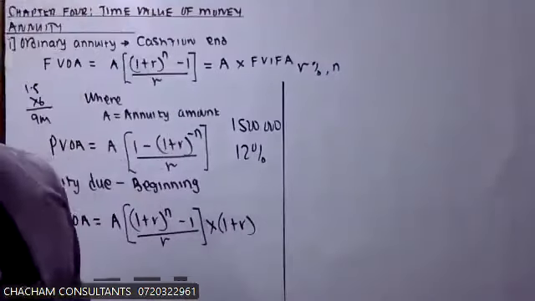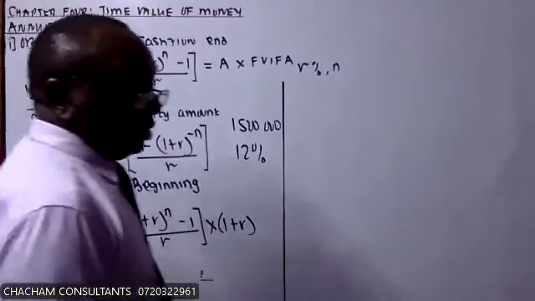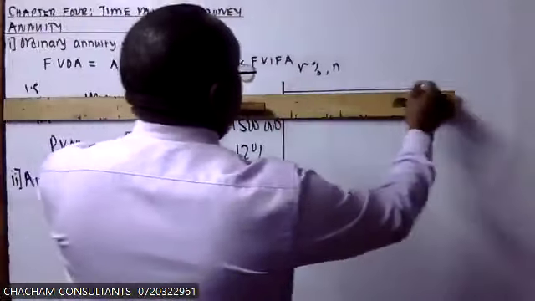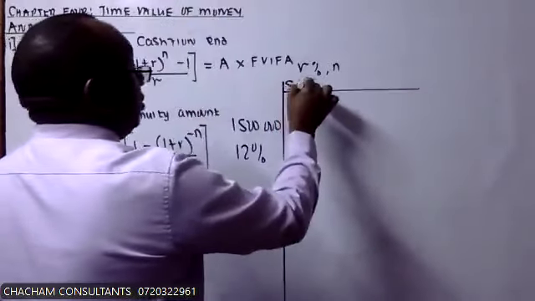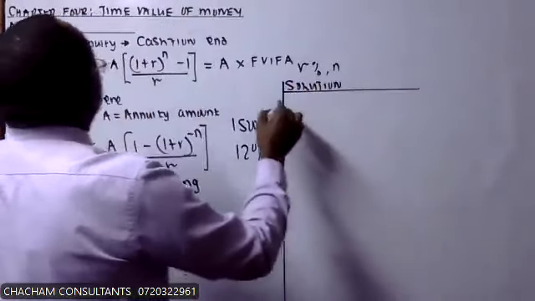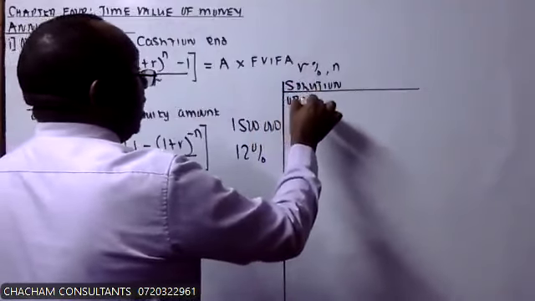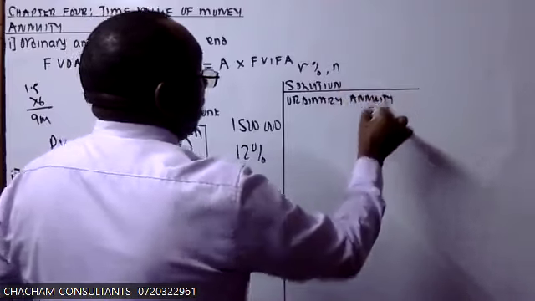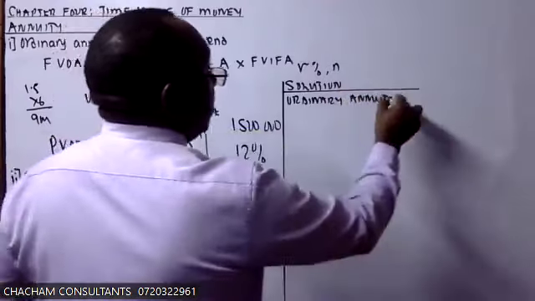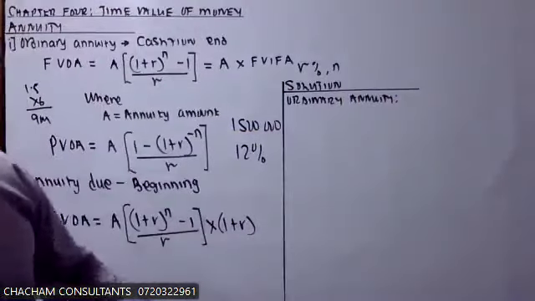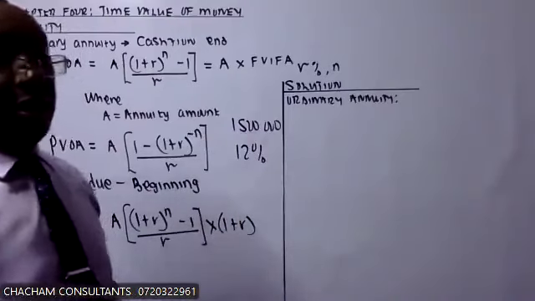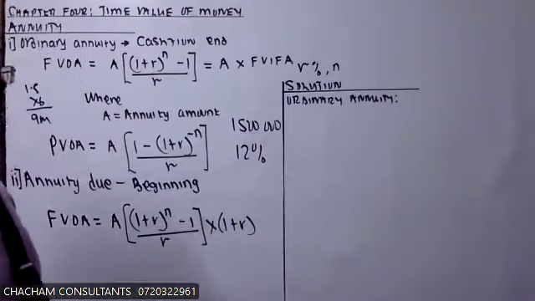And there are two ways in which we can treat this question. The first way in our solution is when we treat it as ordinary annuity. If you are treating it as ordinary annuity, that means atakuwa anaweka beginning of the end of this year. Tunatumia hii formula hii tu.